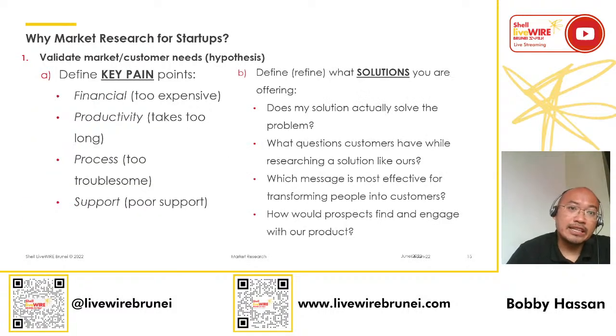So the first one is validate your market or customer needs. There's something called the value proposition canvas, where you map the customer's key pain points to the solutions that you're providing. In general, the key pain points include financial, they want something cheaper. Productivity, they want to make it easier. The process, similarly, they find it difficult, they want to make it easier. And support, they need help. There's a problem they're having, they need help. So that's their problems. And then from there, once you understand what the customer's problems or key pain points are, you map it to the solutions that you're providing. So you look into your solution, are you actually solving their problem? And then you can ask the customers more questions while researching a solution like yours.